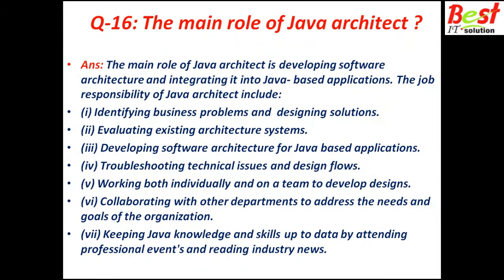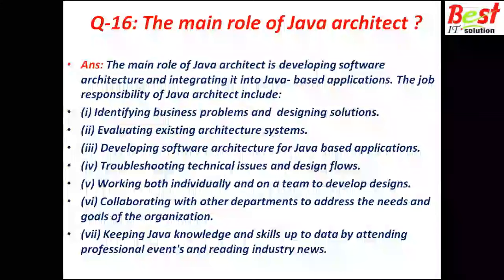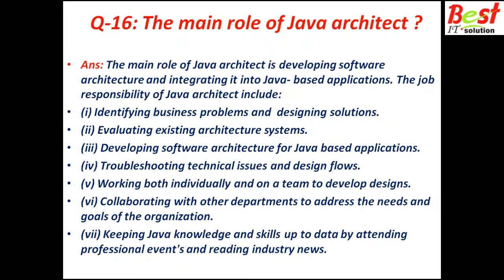So these are the points: identifying the business problem and designing solutions, evaluating existing architecture systems, meaning evaluating the present architecture system, and developing software architecture for Java applications. Troubleshooting technical issues and design flaws. Working both individually and on a team to develop designs, so he should be capable of working individually and within a team. Collaborating with other departments, so he should have a good collaborating nature, to address the needs and the goals of the organization. Keeping Java knowledge and skills up to date.